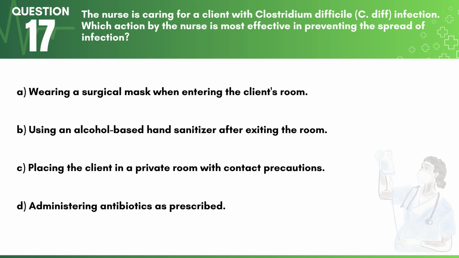Question 17. The nurse is caring for a client with Clostridium difficile, C. diff, infection. Which action by the nurse is most effective in preventing the spread of infection? A. Wearing a surgical mask when entering the client's room. B. Using an alcohol-based hand sanitizer after exiting the room. C. Placing the client in a private room with contact precautions. D. Administering antibiotics as prescribed.